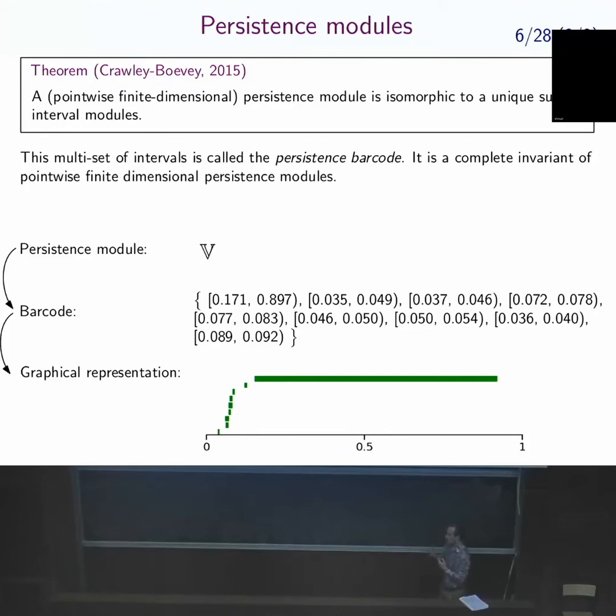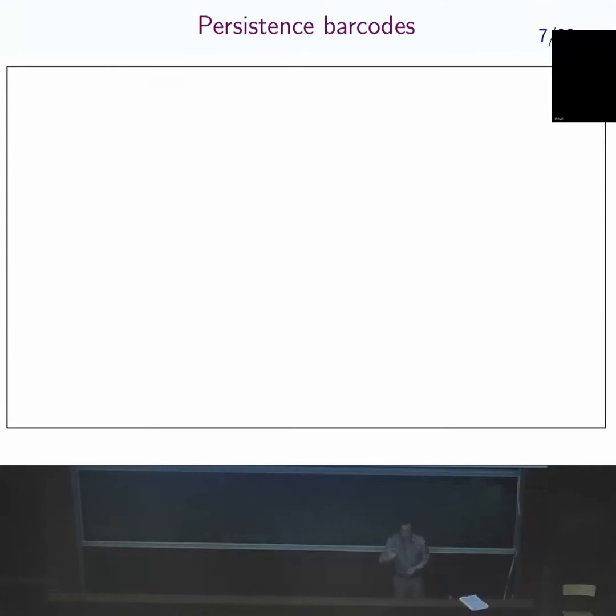And the set of intervals that describes a persistence module is called its barcode. And the barcode completely describes the persistence module. So for instance, if V is a persistence module, its barcode could be this collection of intervals. And we like to draw it like that. There is a very nice interpretation of barcodes.